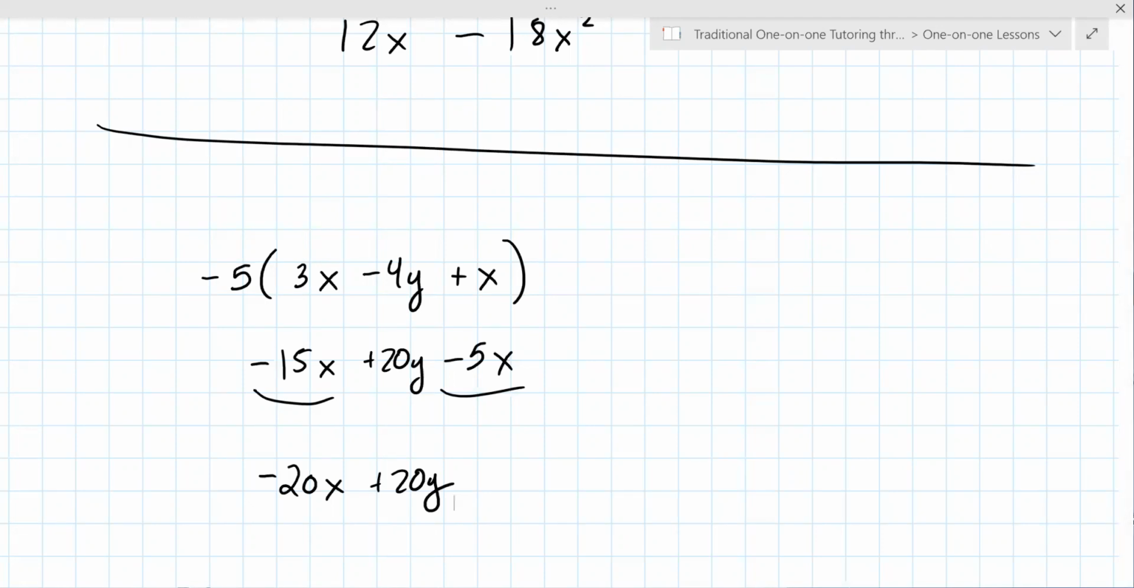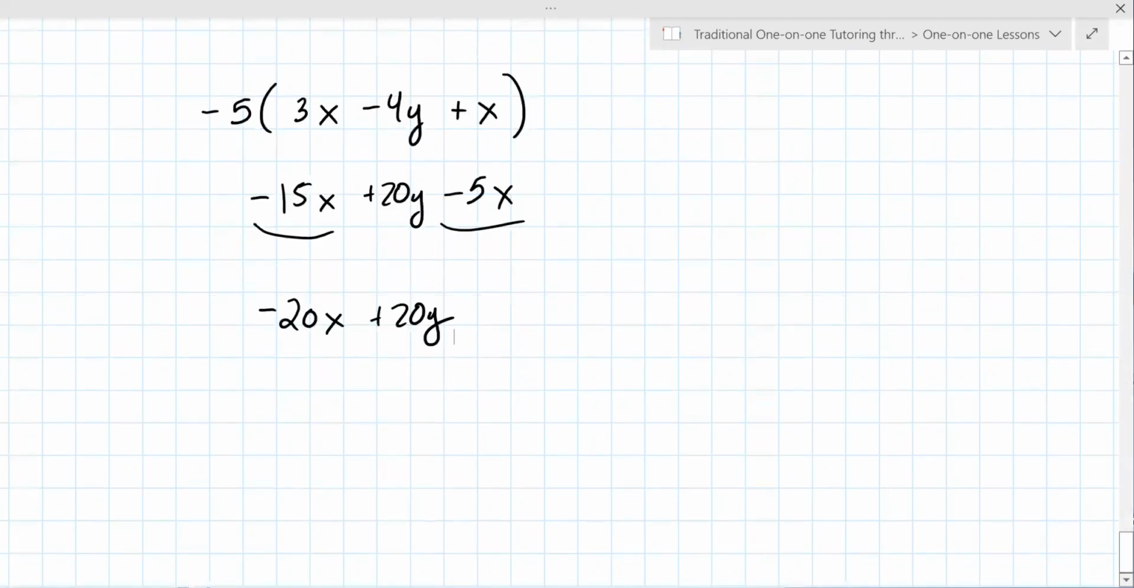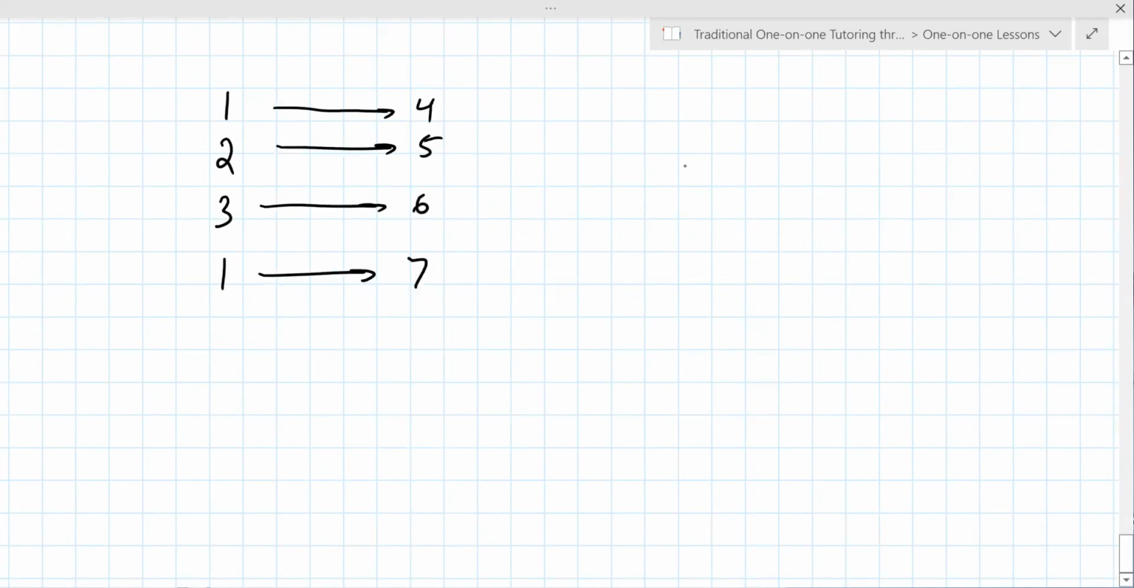Okay, so I saw this. This is not meant to be a difficult problem. Is this a function? No. Why not? Because the x repeats itself. So if this were a 4, it would be. So it's not just that it repeats, it's that it repeats and it went to a different number.